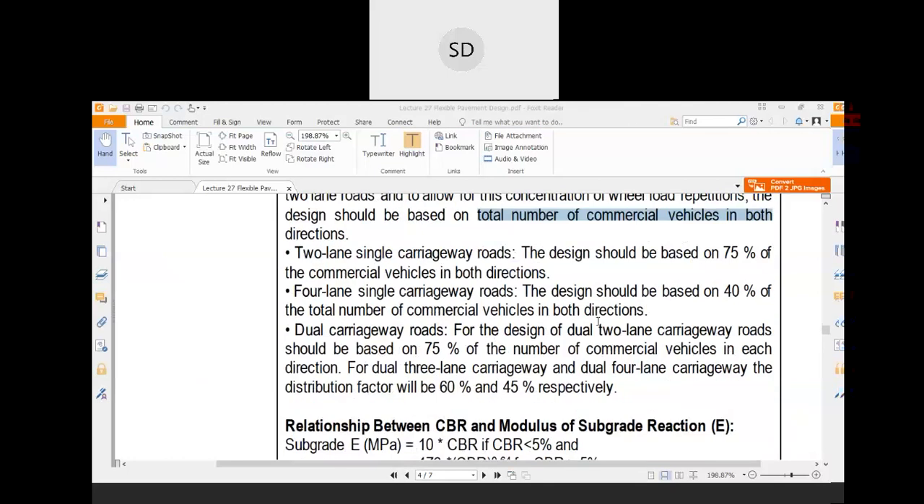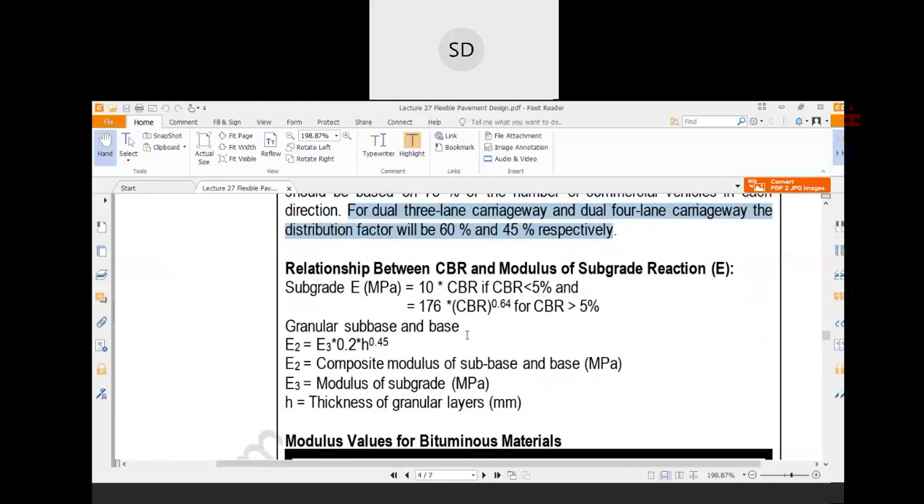Now for the dual carriageway roads, for the design of dual two-lane carriageway roads, it should be based on 75% of the number of commercial vehicles in each direction. For dual three-lane carriageway and dual four-lane carriageway, the distribution factor is 60% and 45% respectively. So these data are required when enough data about the vehicle distribution factor is not available with you. In that case, you can follow the standard to find out the vehicle distribution factor.